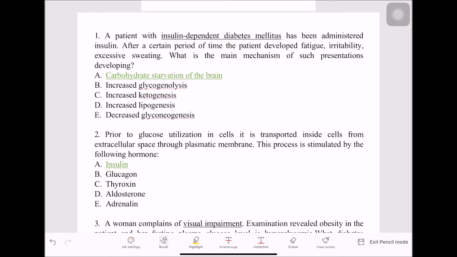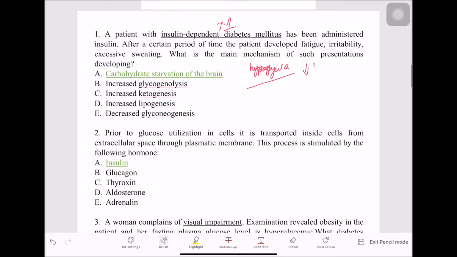So the patient has insulin dependent diabetes mellitus, that is type 1 diabetes mellitus. When administered insulin, after a certain period of time the patient developed fatigue, irritability, and excessive sweating. What is the mechanism of such presentation developing? So that is hypoglycemia. There is decreased glucose supply to the brain, so that is starvation of carbohydrate, starvation of the brain.